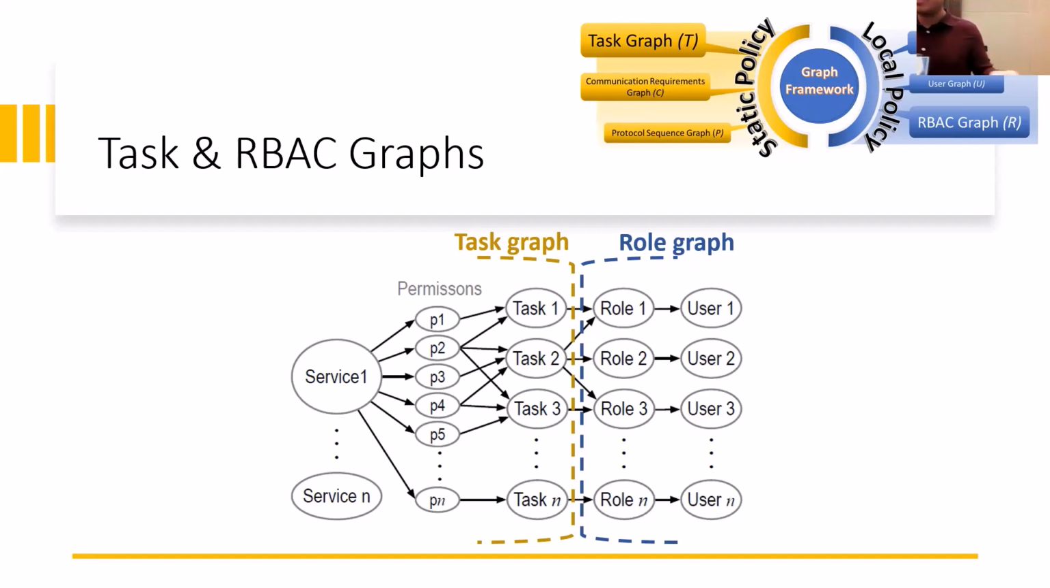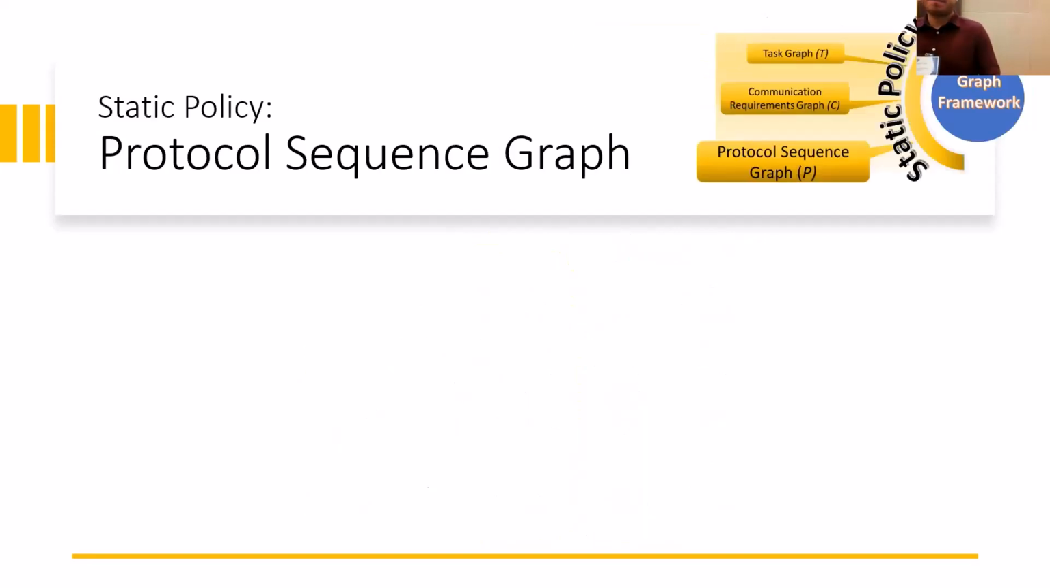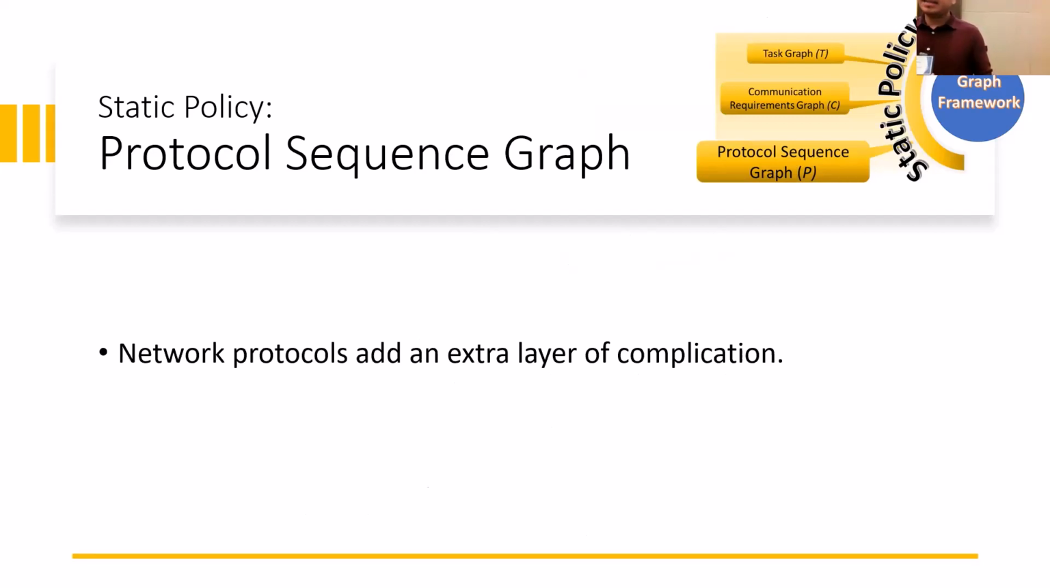The task graph parallels the familiar RBAC graph, but it is separated to represent the cross-organization patterns separately from local policy requirements. Now, as you can understand, the communication requirements graph provides a very concise insight on the communication needs of the services. However, the realities of actual real network protocols add an extra layer of complication that creates the need for a separate graph that we call the protocol sequence graph.